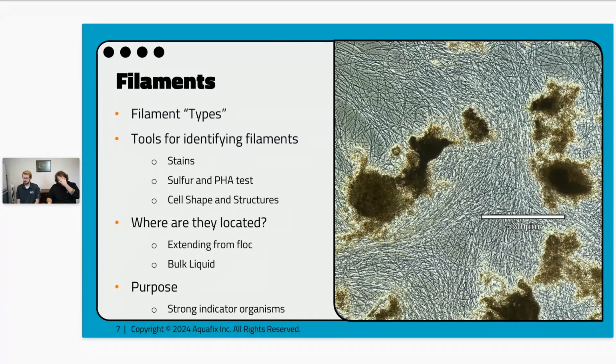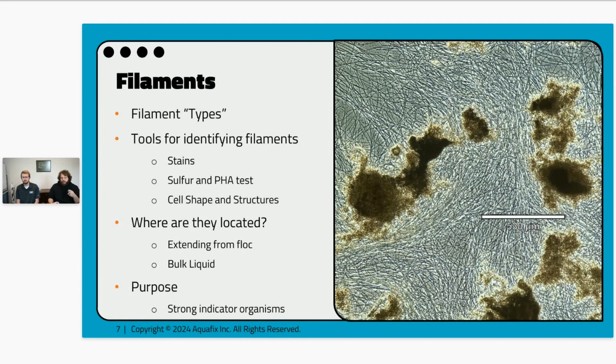So when we talk about filaments in the system, we're talking about mostly some named filaments, but many filaments still exist as types. That's because they're made up of a bunch of different organisms that aren't necessarily the same species, but they seem to manifest in phenotypically similar filaments. That means they act similarly, even though they might be different species of microorganism.